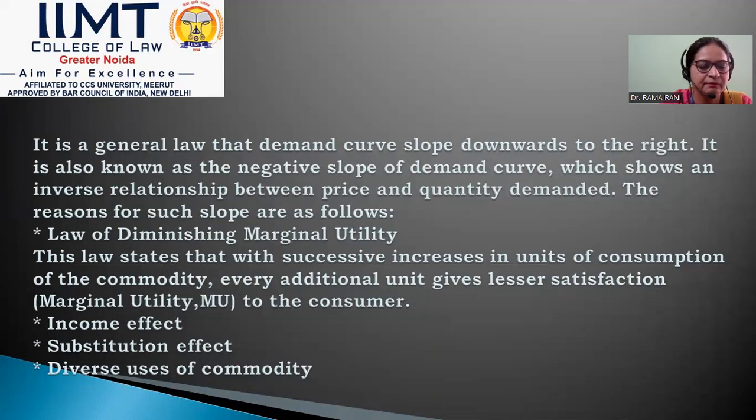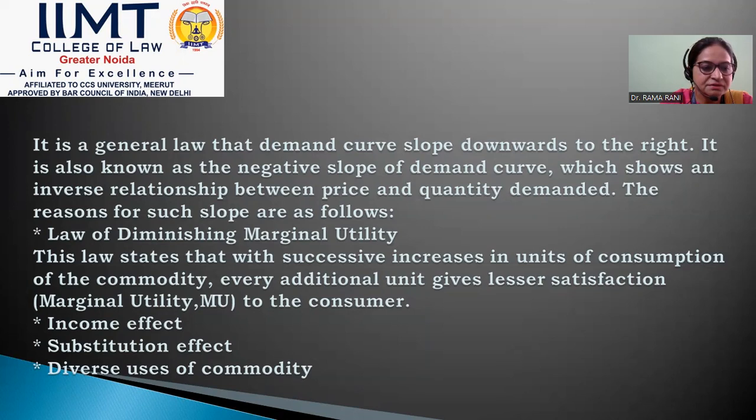Next is the income effect. Income also affects the demand of the consumer. If the income of a consumer is high, then he will purchase more products, and if the income is low, then he is not capable of purchasing more. Next is the substitution effect. If a substitute for a particular commodity is available in the market, then the consumer starts purchasing the substitute. If the consumer doesn't have any substitute, then he has to purchase the one commodity that is available in the market. So substitution also affects the demand.